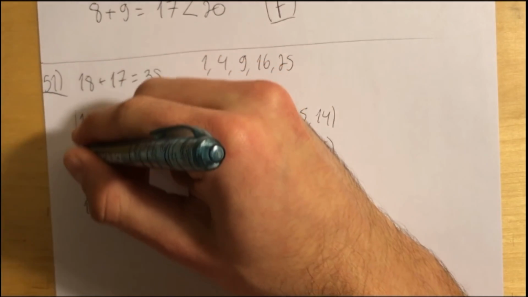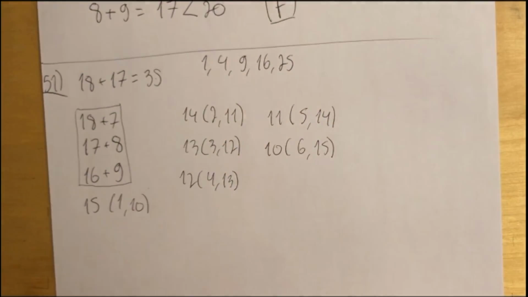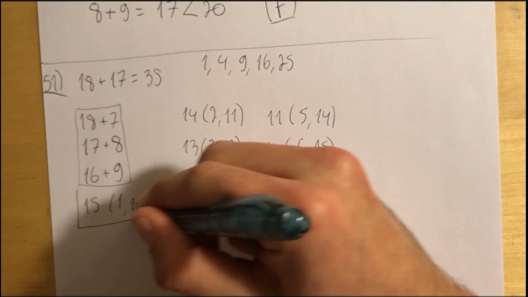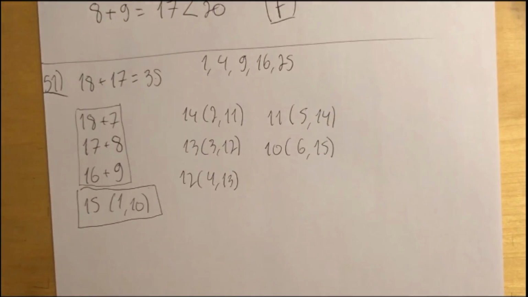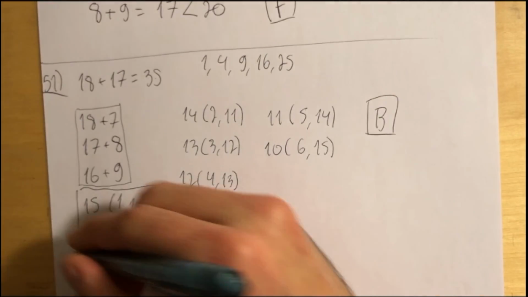All right, so these first 3 pairs are absolutely necessary, and every other pair has 2 options. But you can see that there's only one number that 1 can pair up with, which is 15. So then our answer is going to be option B, 15.